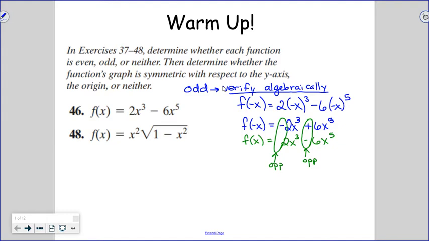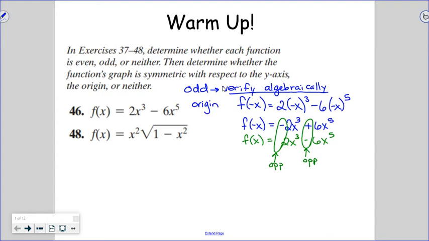And then, the second question, whether it is symmetric with respect to the x-axis, y-axis, origin, or neither. That's where we again have to remember everything odd, right? Odd, opposite, origin, right? All start with an O. So we would say it's odd with respect to the origin is our symmetry. Any questions on even, odd, or neither?